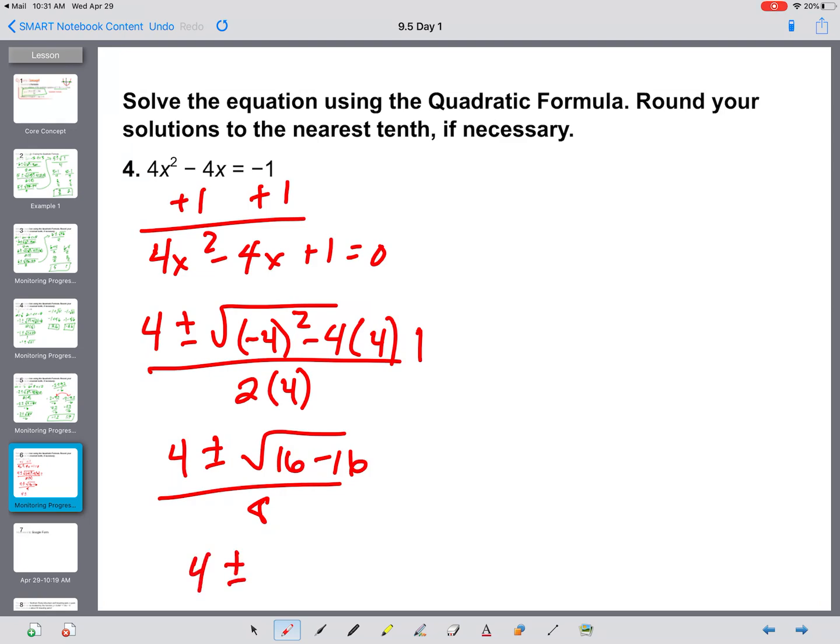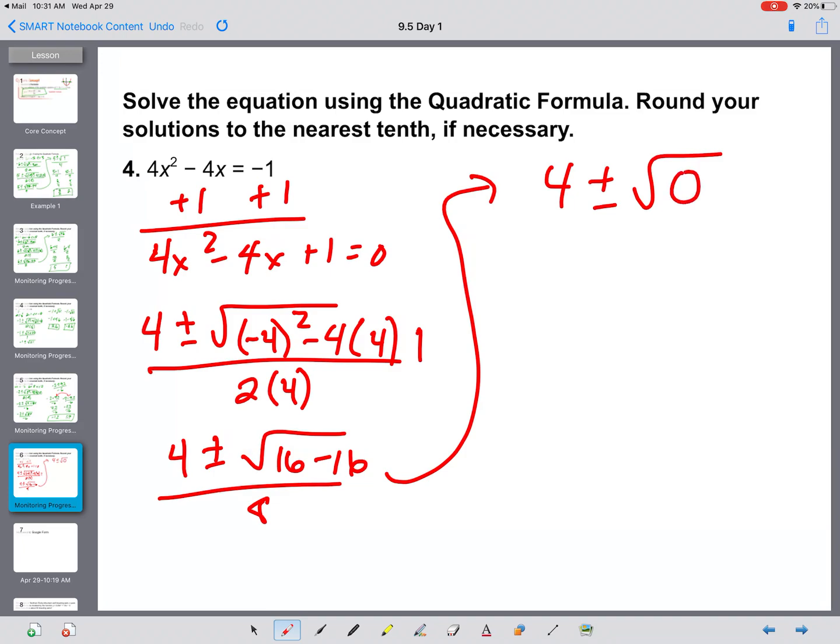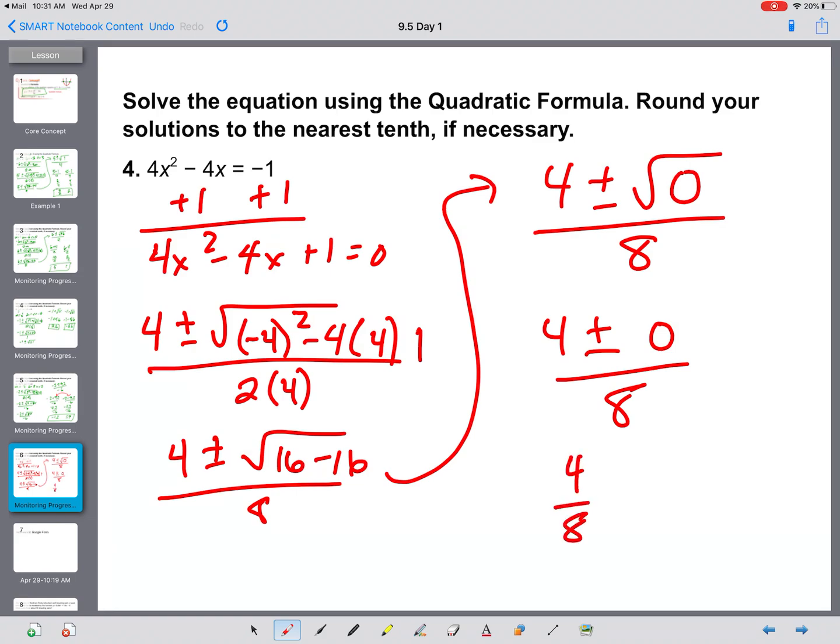So 4 plus or minus, that's the square root of 0 all over 8. Square root of 0 is just 0. And now, when I think about this, what is 4 plus 0? That's just 4. 4 minus 0 is just 4. So I only have to do 1 here. This gives me 1/2.